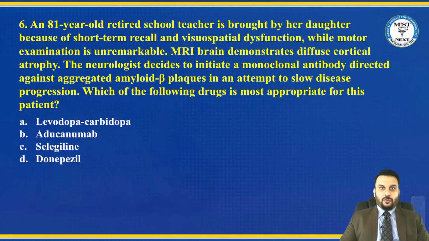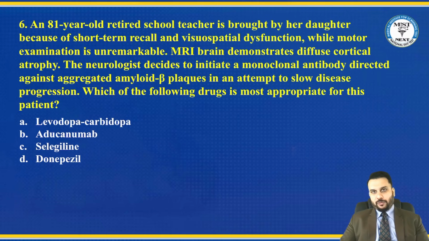Next is a question: an 81-year-old retired school teacher is brought by her daughter because of short-term recall and visuospatial dysfunction. While motor examination is unremarkable, MRI of the brain demonstrates diffuse cortical atrophy. The neurologist decides to initiate a monoclonal antibody directed against the aggregated amyloid beta plaques in an attempt to slow down the disease progression. Which of the following drugs is most appropriate for this patient? Okay, so that is what is asked here.